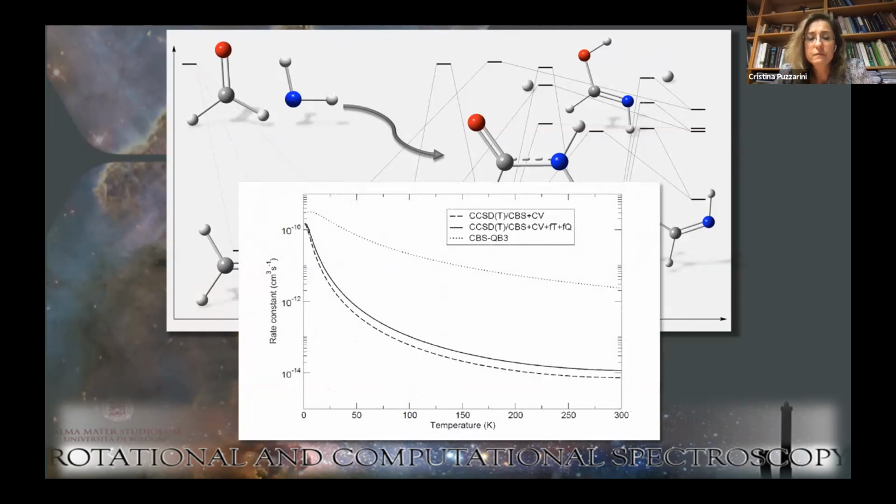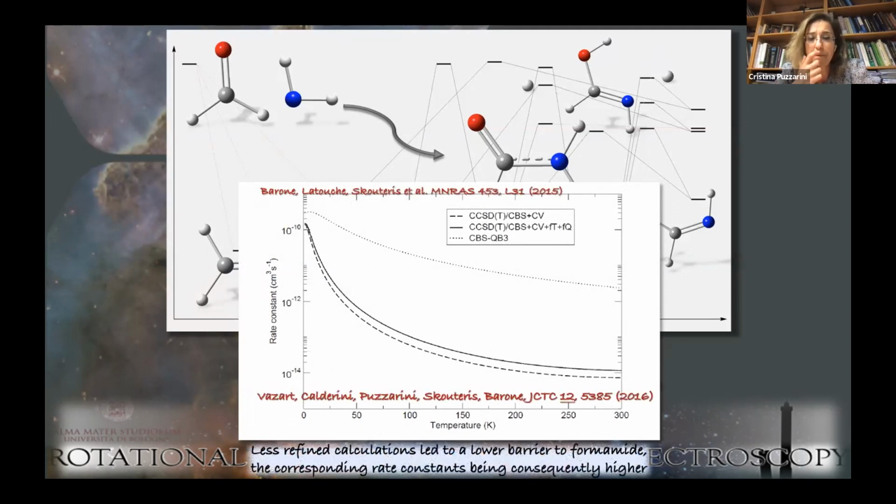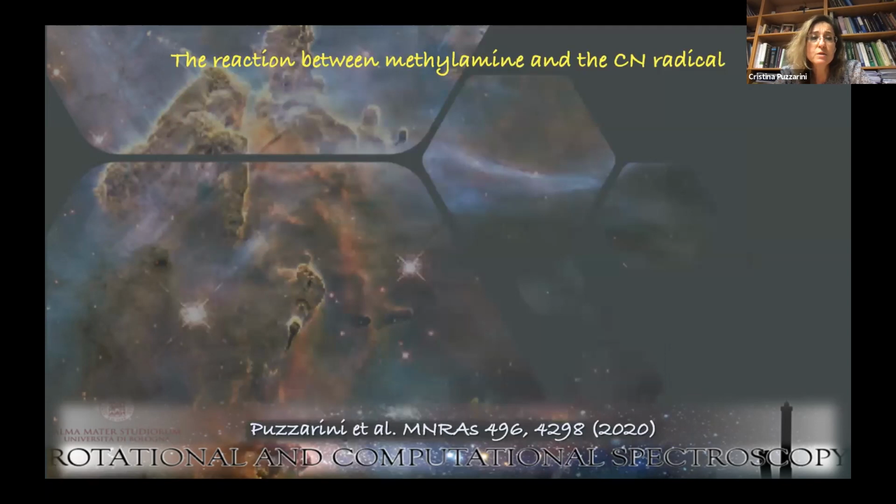This is work done some years ago, and it's the gas phase formation path of formamide. In a previous work, CBS-QB3 was used, and improving the level of theory ended up in a difference of 2 orders of magnitude in the rate constant. This is also the reason why this other example is meant to stress why we always push so much the theory level in the energetic evaluation.